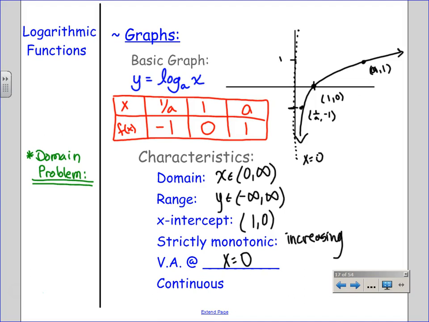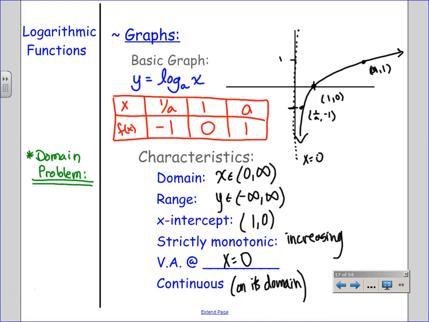And just like exponential functions, he's also continuous. And you're like, wait, but he has a vertical asymptote. I know. He's continuous. Put it in parentheses: everywhere on its domain. It's not continuous apart from its domain, but everywhere inside it's fine. No breaks, no holes, no vertical asymptotes on the inside. But we do have to talk about his domain problem.